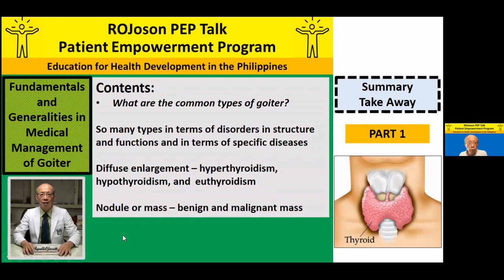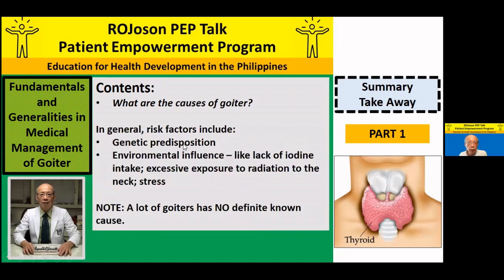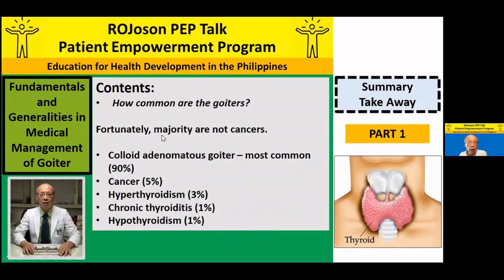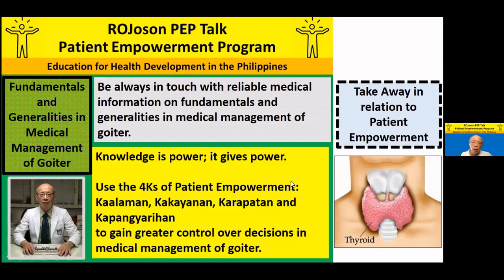And then if there's a nodule formation, you start suspecting whether it's cancer or not. And what are the causes of cancer? As I said, the risk factors are genetic predisposition and environmental influence. And a lot of goiters, you have to take note of this, have no definite known cause. And how common are the goiters? Fortunately, the majority are not cancers, and the majority are colloid adenomatous goiter. Only 5% are cancers.